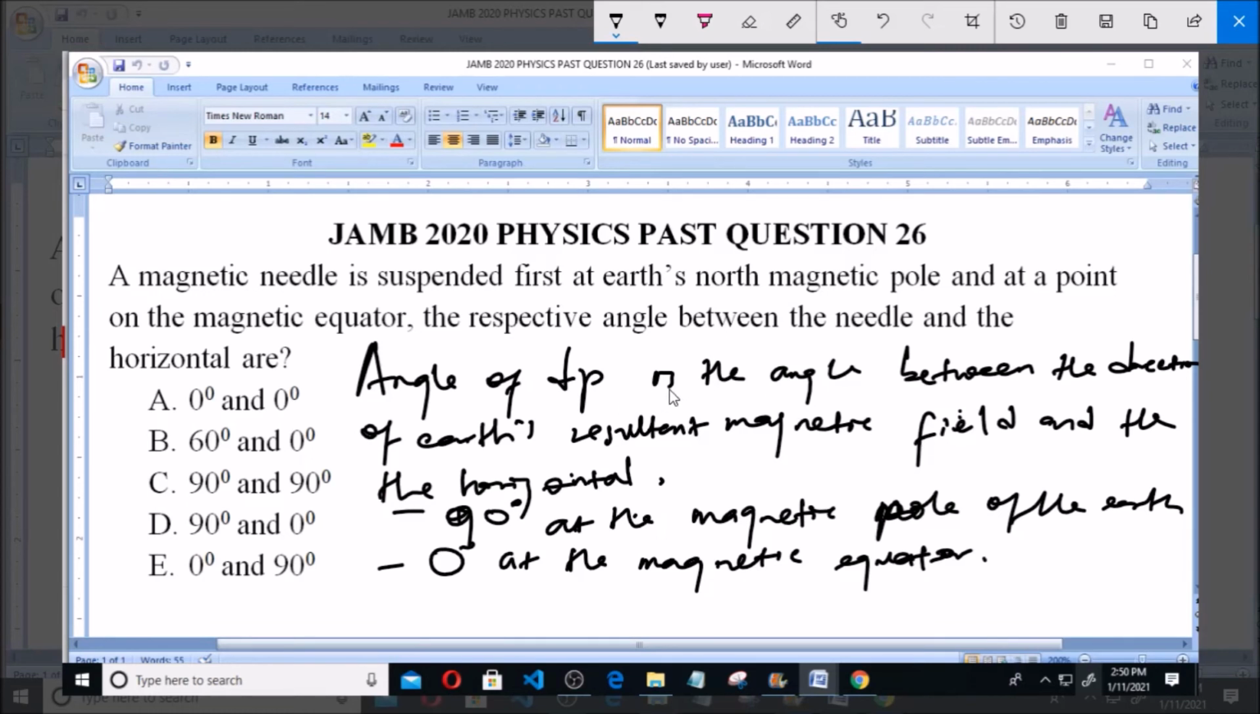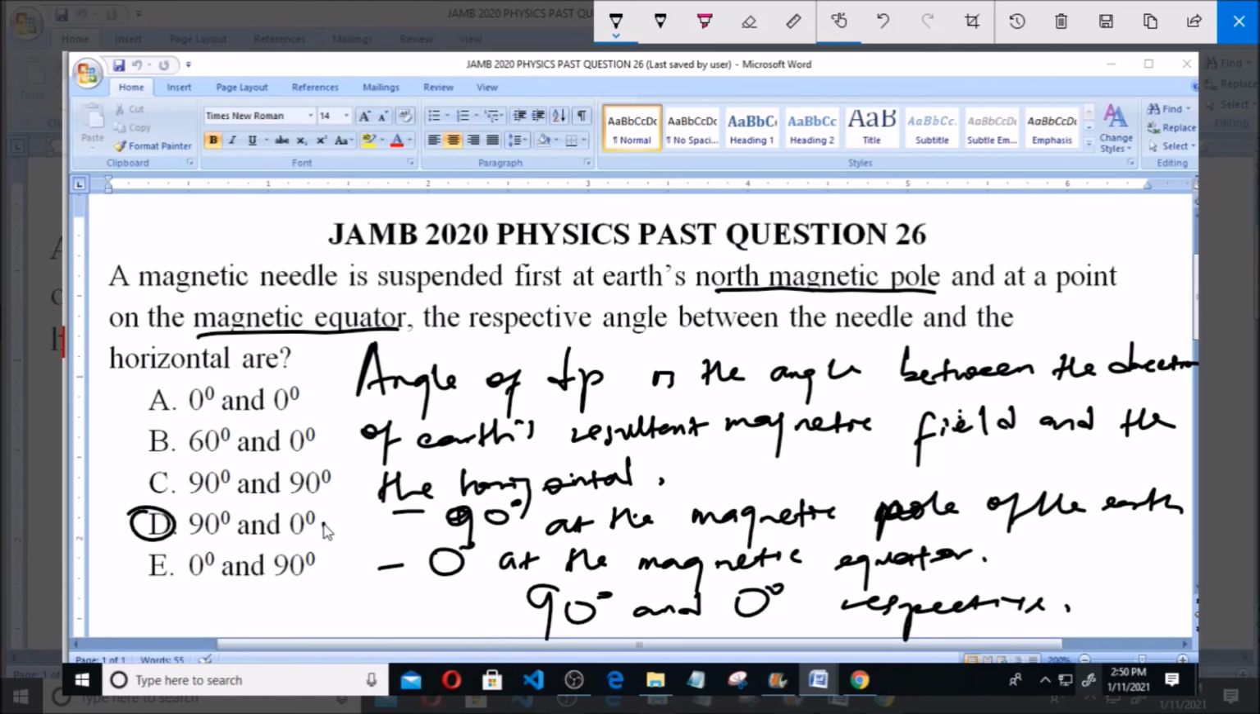So now from the question, we are asked for what? North magnetic pole and magnetic equator respectively. So that will be 90 degree and 0 degree respectively. And I think that is option D. So option D is the correct answer to this question.